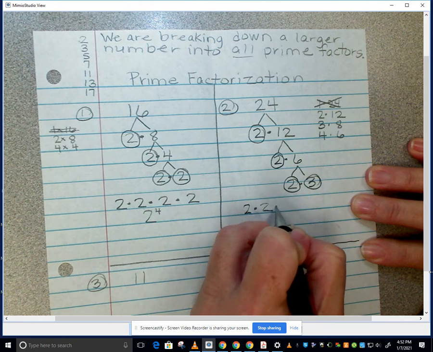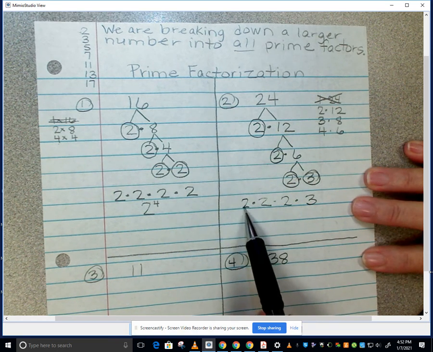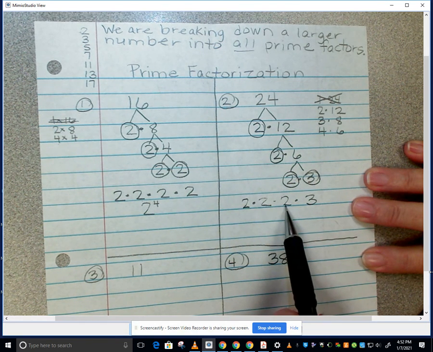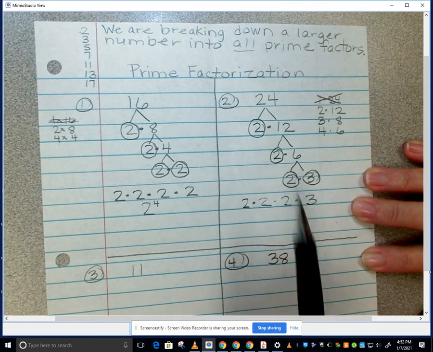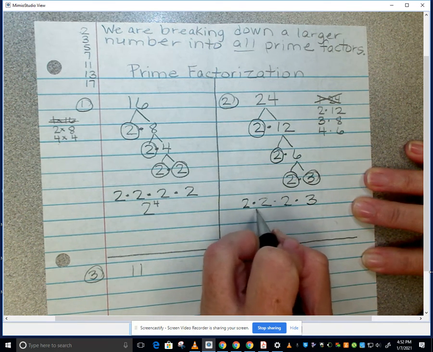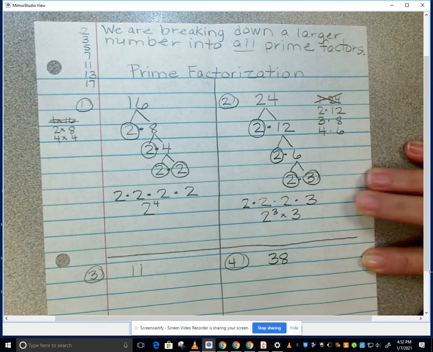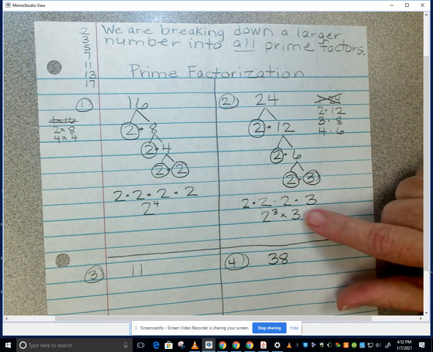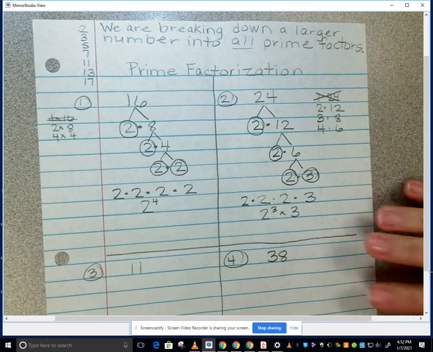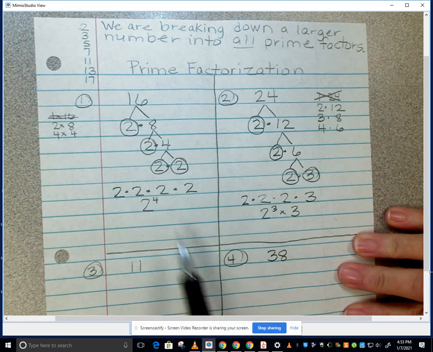2 times 2 times 2 times 3. See? 2 times 2 is 4. 4 times 2 is 8. 8 times 3 is 24. Now, another way you could write this using exponents, I could say 2 to the third power times 3. I'm just throwing that in there. You don't really have to know that. I'll probably stop doing that to keep from confusing you. The main thing I want you to learn in this lesson is how to find the prime factorization of a number using factor trees. All right, let's go to number 3.